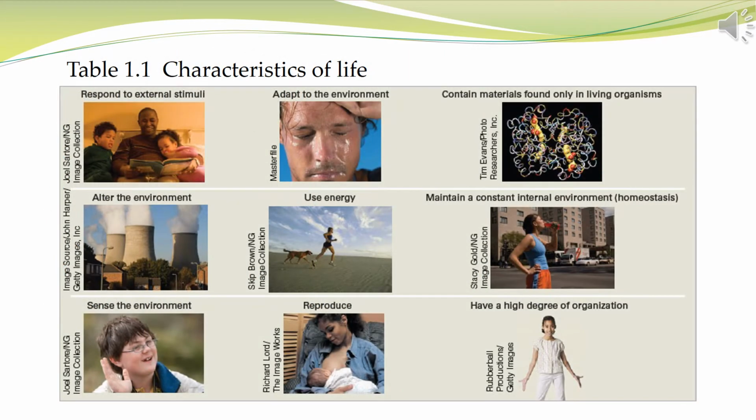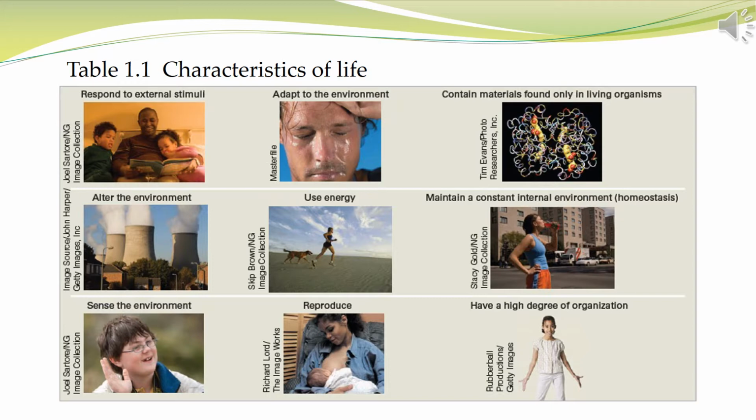Here are the pictorial representations of the 9 characteristics of life from your book. Like I said, living things are capable of responding to external stimuli. Living things alter their environment. And for this one, a good thing to think about would be humans building homes or birds building nests or something like that. Living things are capable of sensing the environment so they can respond to it appropriately. And we're going to spend a whole chapter talking about the organs that organisms use to sense their environment.